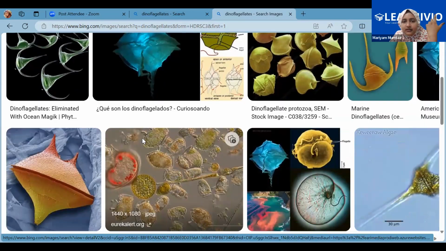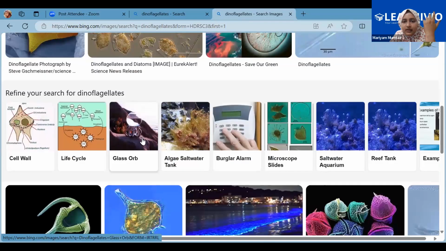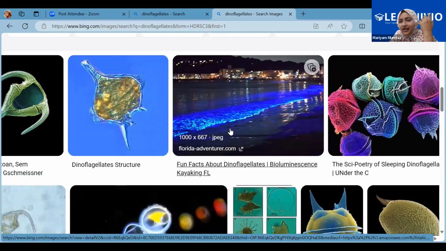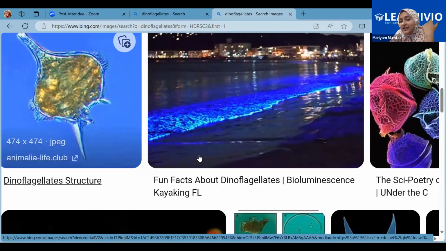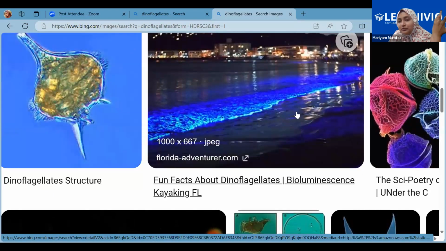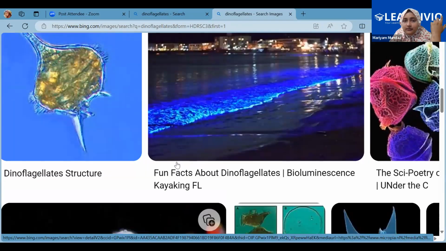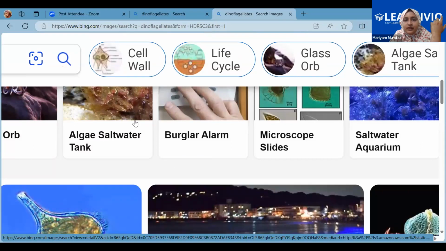Now, apart from that, there is one more thing. Because they are present in the ocean, and some of them may be blue in color, the whole ocean would look blue because of them. And wait, I'll show you one more thing.